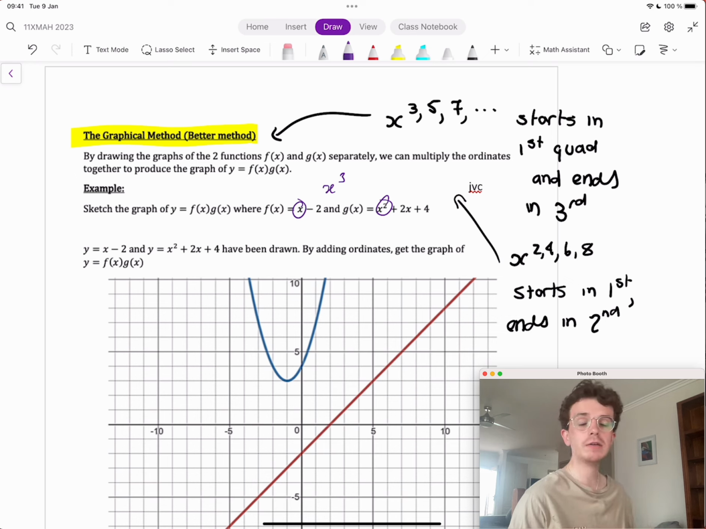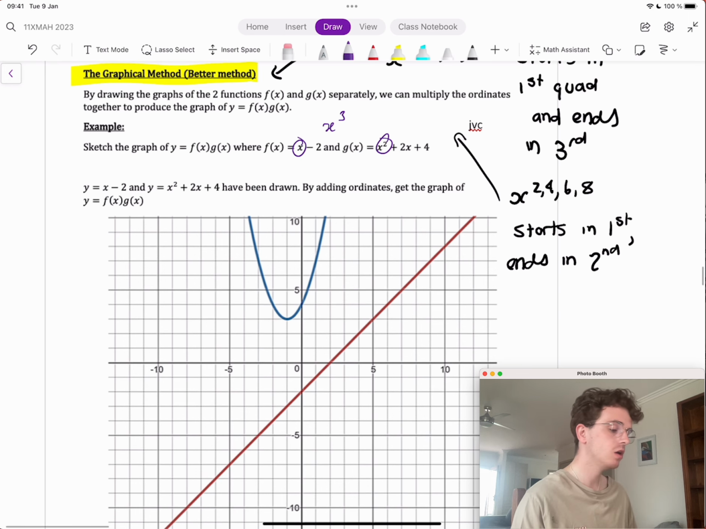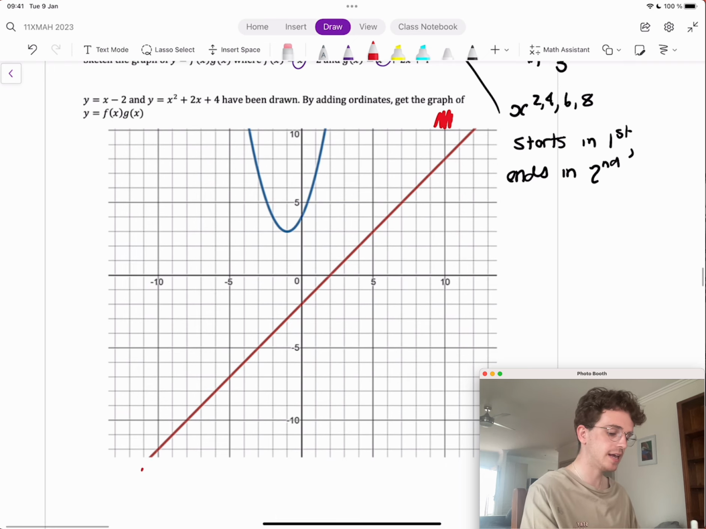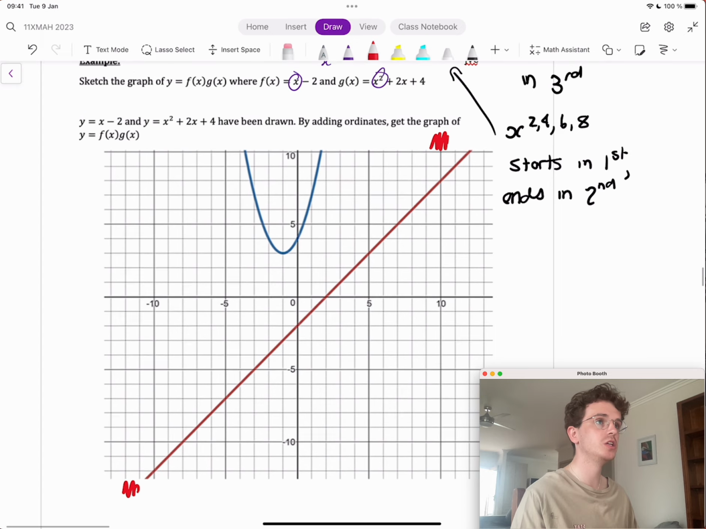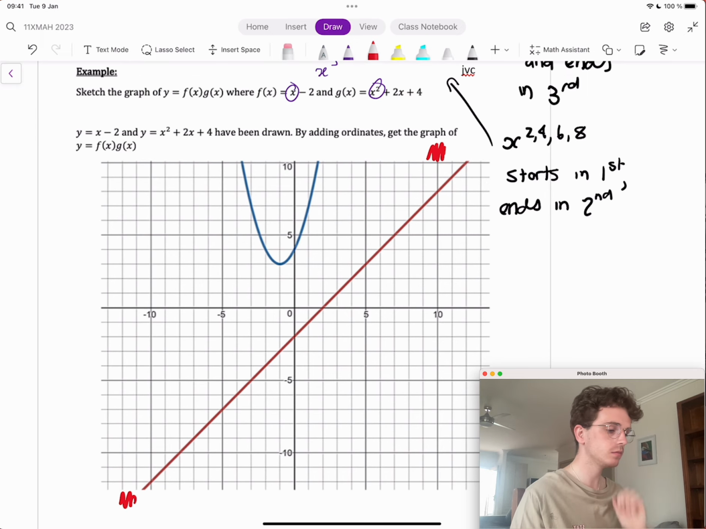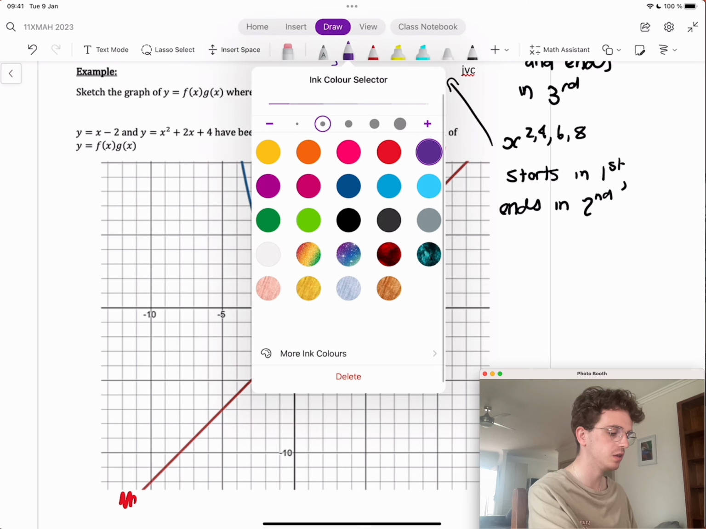So it's useful, even though we're doing the graphical method, to consider what my graph generally looks like, where does it have to start and where does it have to end. I know in this question that it's a cubic function, so I know it has to start up here and end down here. I do those little scribbles just to give me an idea. Now we're going to physically calculate the product of these two functions.